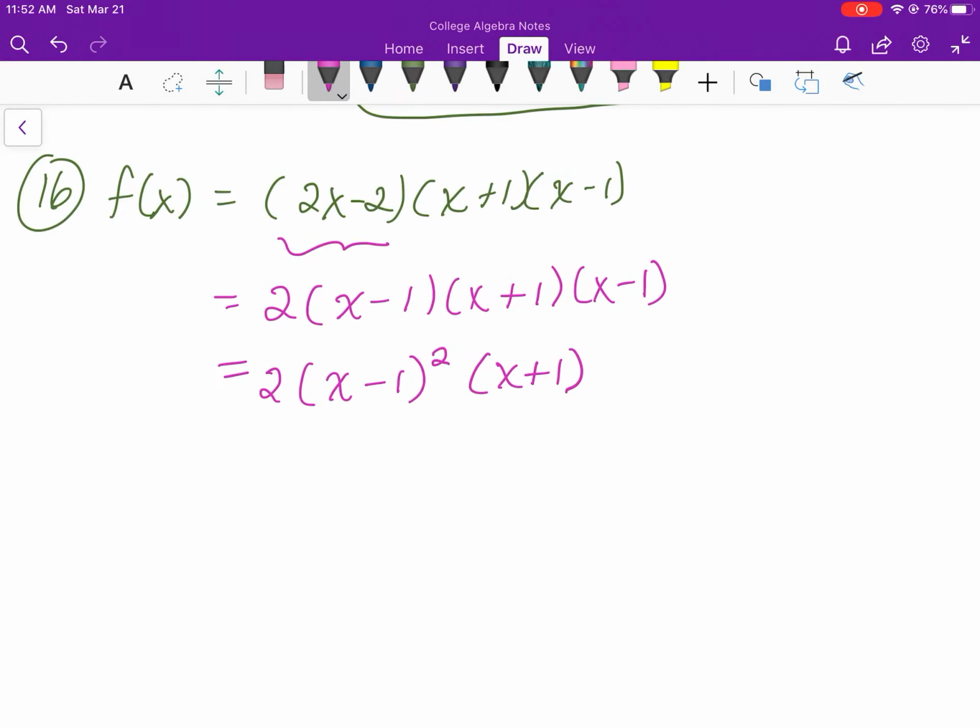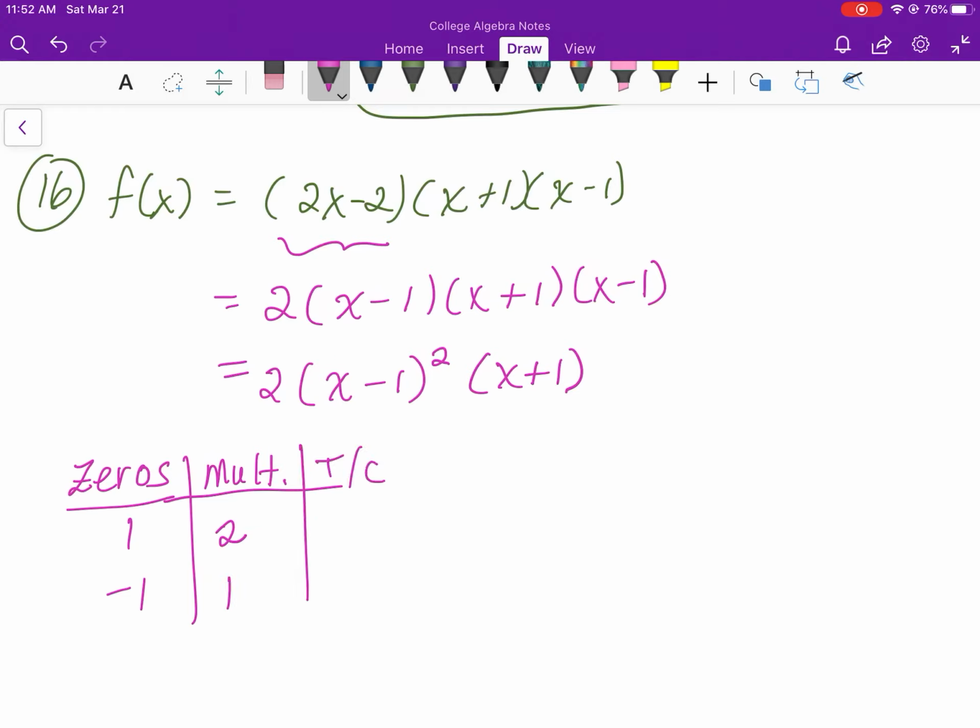Okay, so with that in mind, I'm going to build my table. I know my zeros are 1 and negative 1. The multiplicity of the 1 is 2, of the negative 1 is 1, and that means at 1 it touches the x-axis, but at negative 1 it will cross.